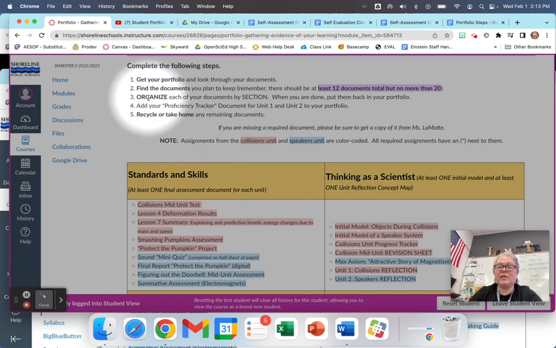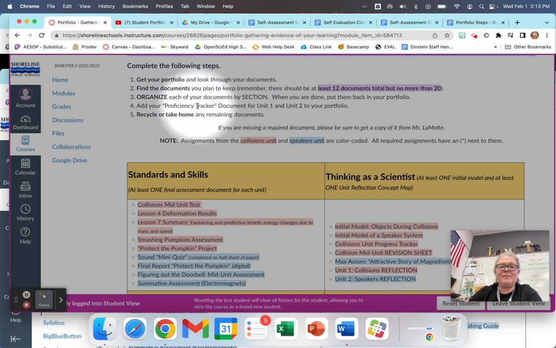Then, once you think that you have all the documents that you need, you'll organize them by section. So again, once you have those 4 piles with all the documents you want, you can just put them in order, put them all together, and then you can add them back into your portfolio.